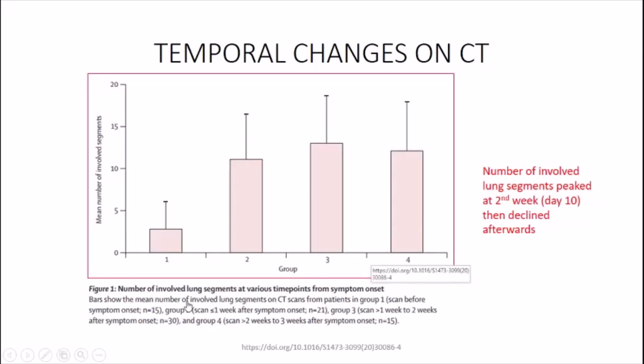So this is the number of involved lung segments at various time points from symptom onset. So as we said, group 1 is the asymptomatic. This is less than 1 week, 1 to 2 weeks, 2 to 3 weeks. So in many studies, the peak involvement of lung segments has been chosen around day 10, from 5 to 11, but usually day 10 is considered the peak lung involvement, and this coincides with this study. As you can see, from 1 to 2 weeks, starting around the 10th day, the lung involvement is at its highest form, then it will decline again.